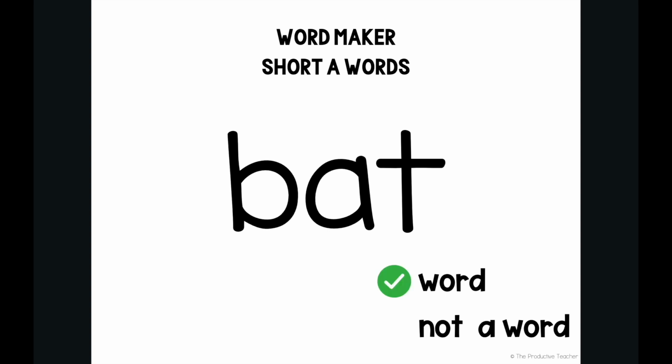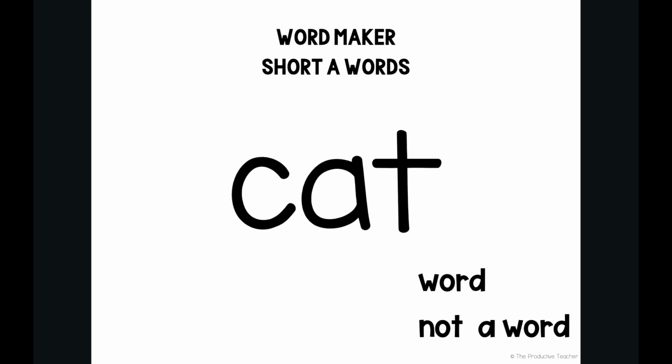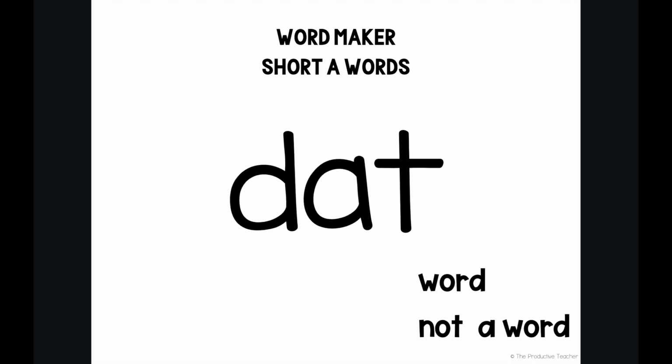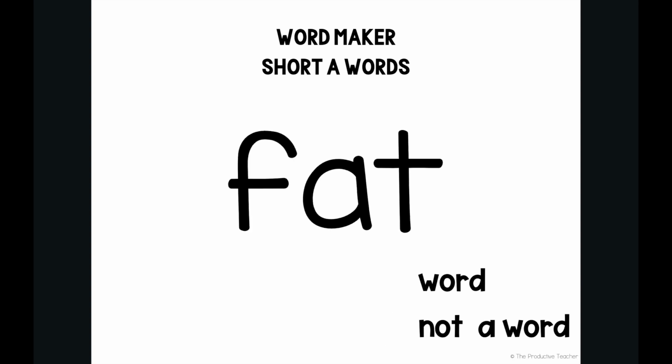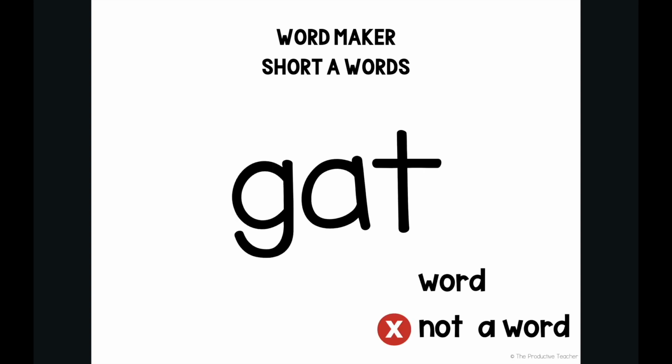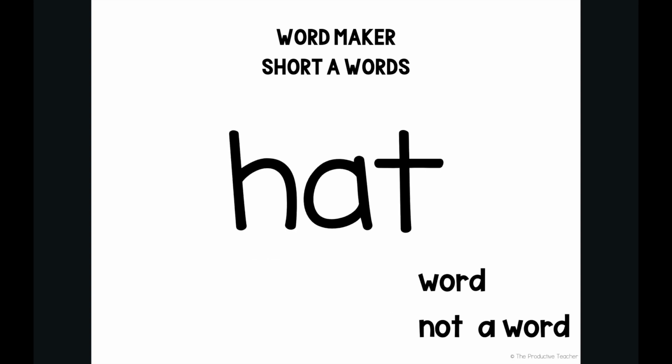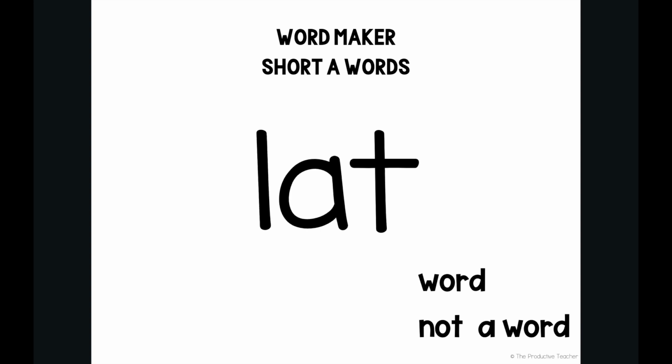Bat. Bat is a word. Cat. Cat is a word. Dat. Dat is not a word. Fat. Fat is a word. Gat. Gat is not a word. Hat. Hat is a word. Kat. Spelled this way, kat is not a word. Remember, when we have a k sound before the letter A, it's almost always spelled with the letter C.